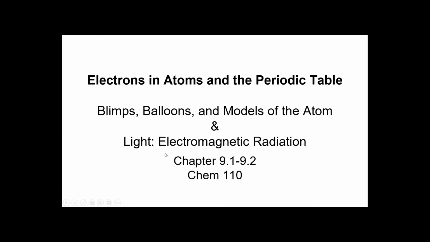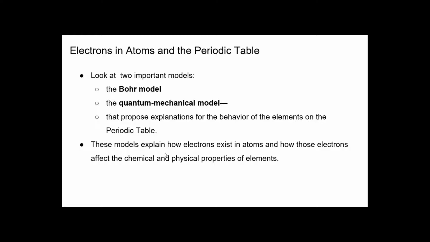Hi class, we are now on chapter 9. This is going to be covering 9.1 and 9.2. So we're going to look at electrons in atoms in the periodic table.